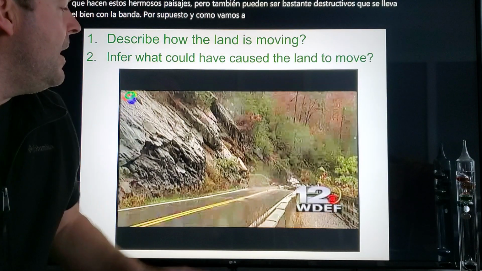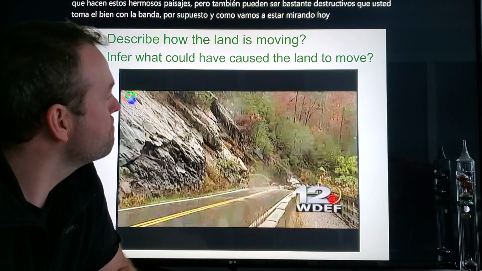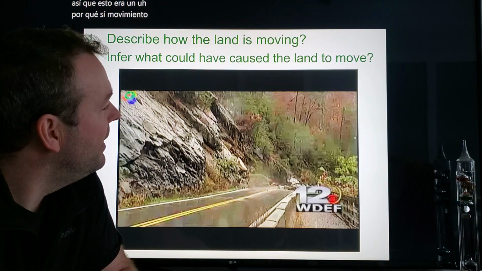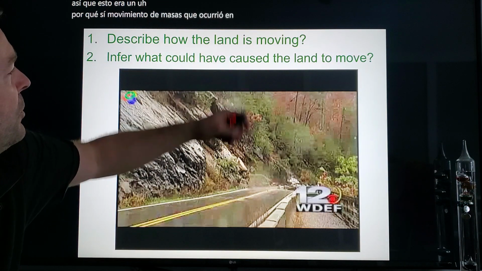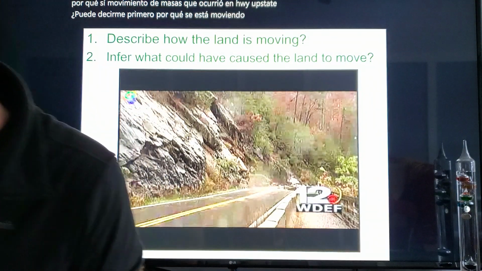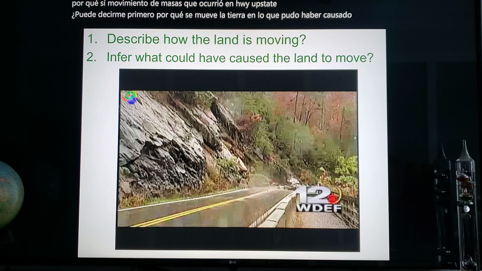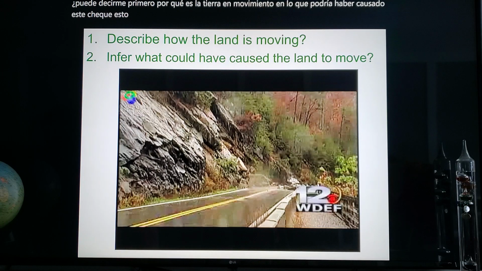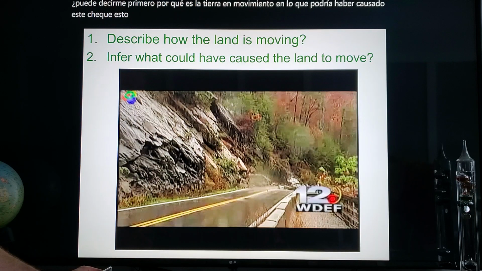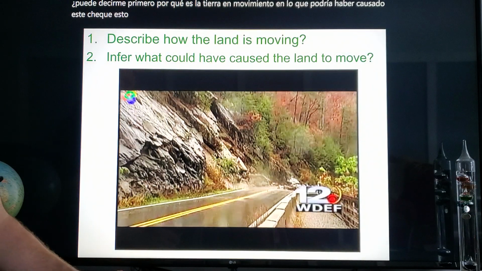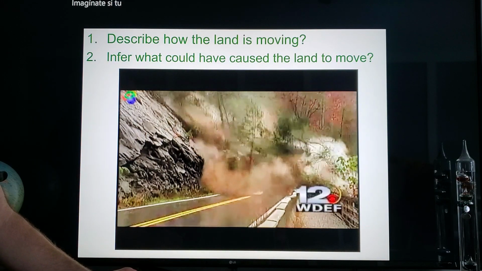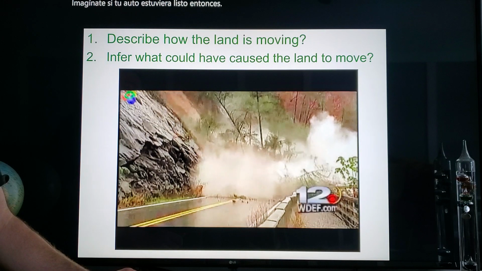All right. Check out this video. This was quite a mass movement that occurred on a highway upstate. And you tell me, first off, how is the land moving and what could have caused this? Check this out. Imagine if your car was right there. That would have been a bad day.